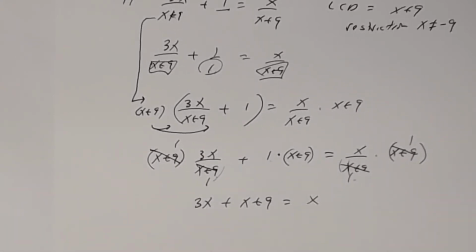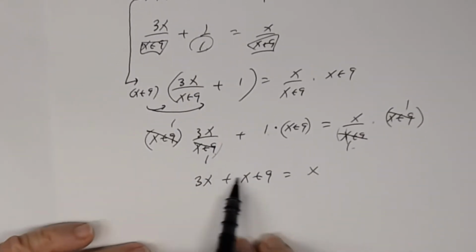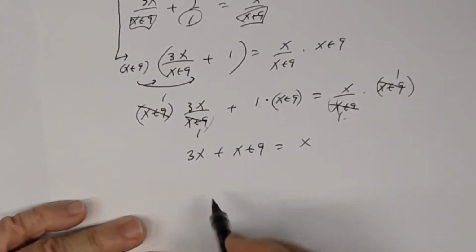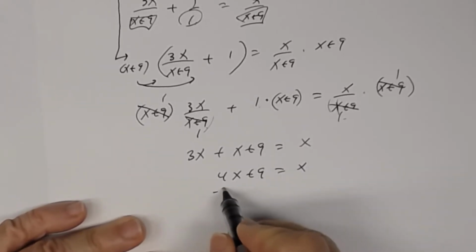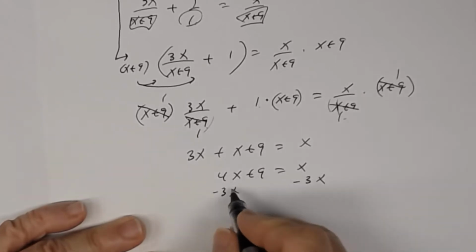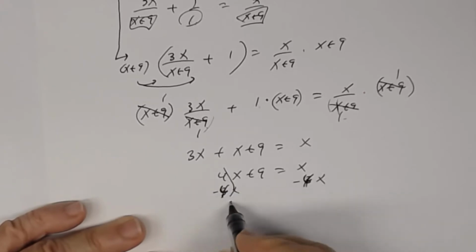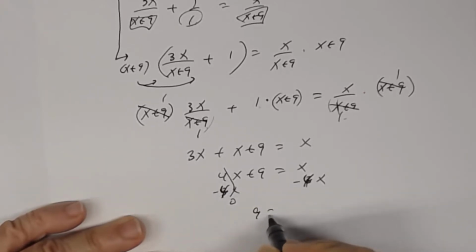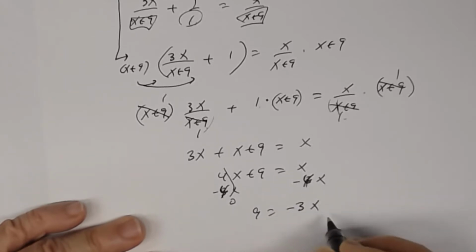Okay? Now notice I went from a rational equation to a linear. So 3x plus x is 4x. I get 4x plus 9 equal x. Let's go ahead and subtract 4x from both sides. 4x minus 4x is 0. 0 and 9 is 9, equal. X minus 4x is a negative 3x. Okay, be careful, negative 3x.